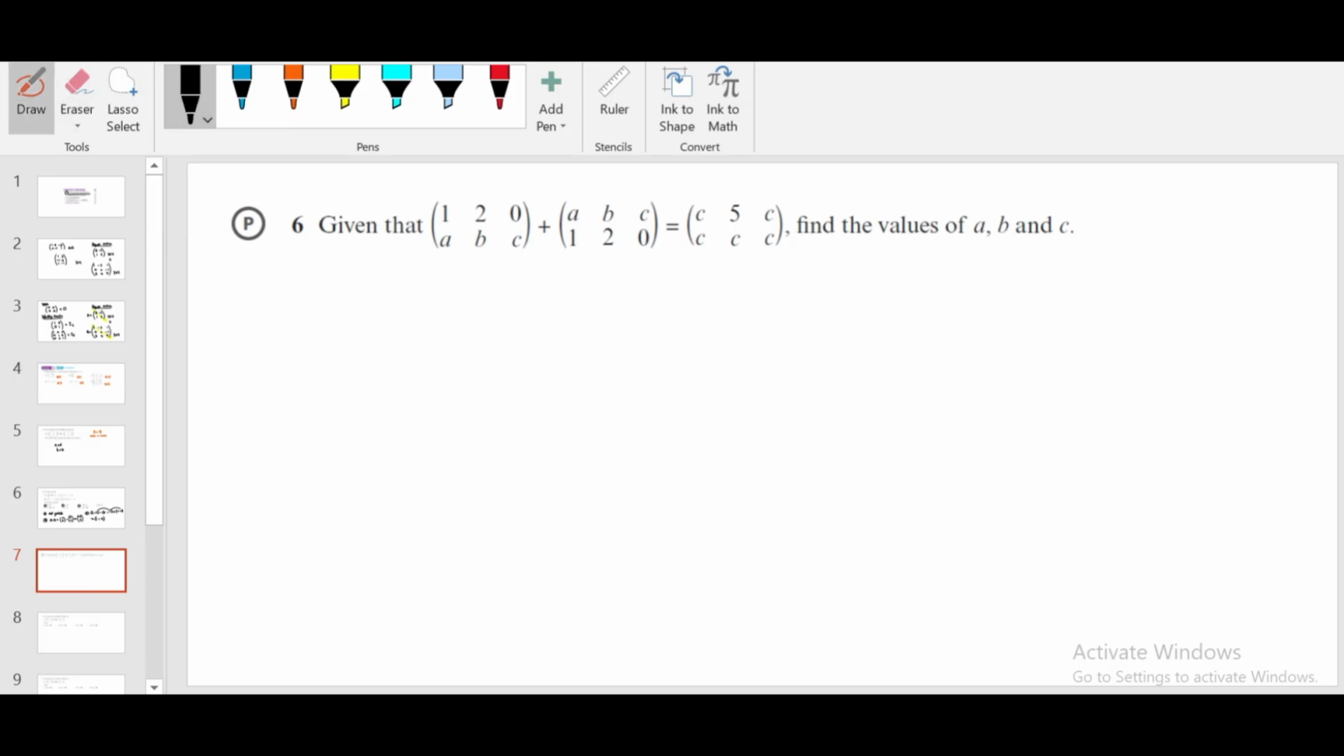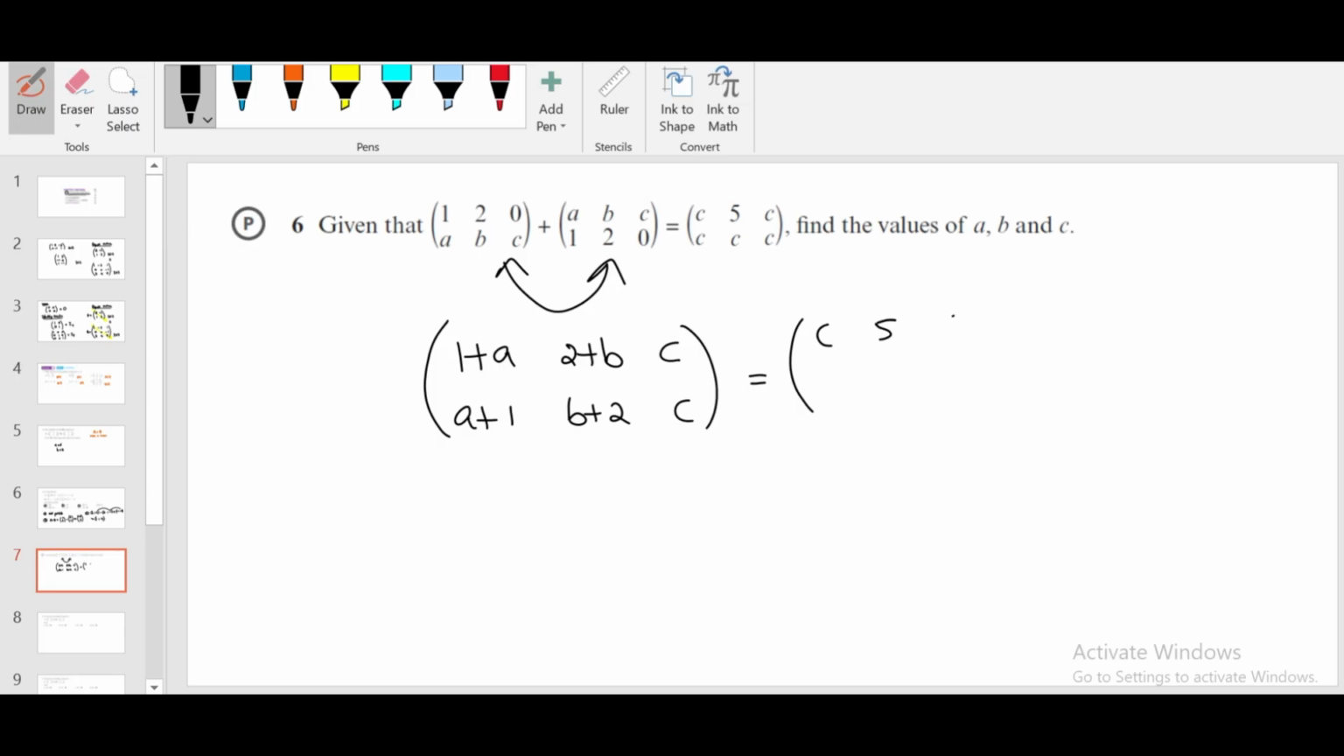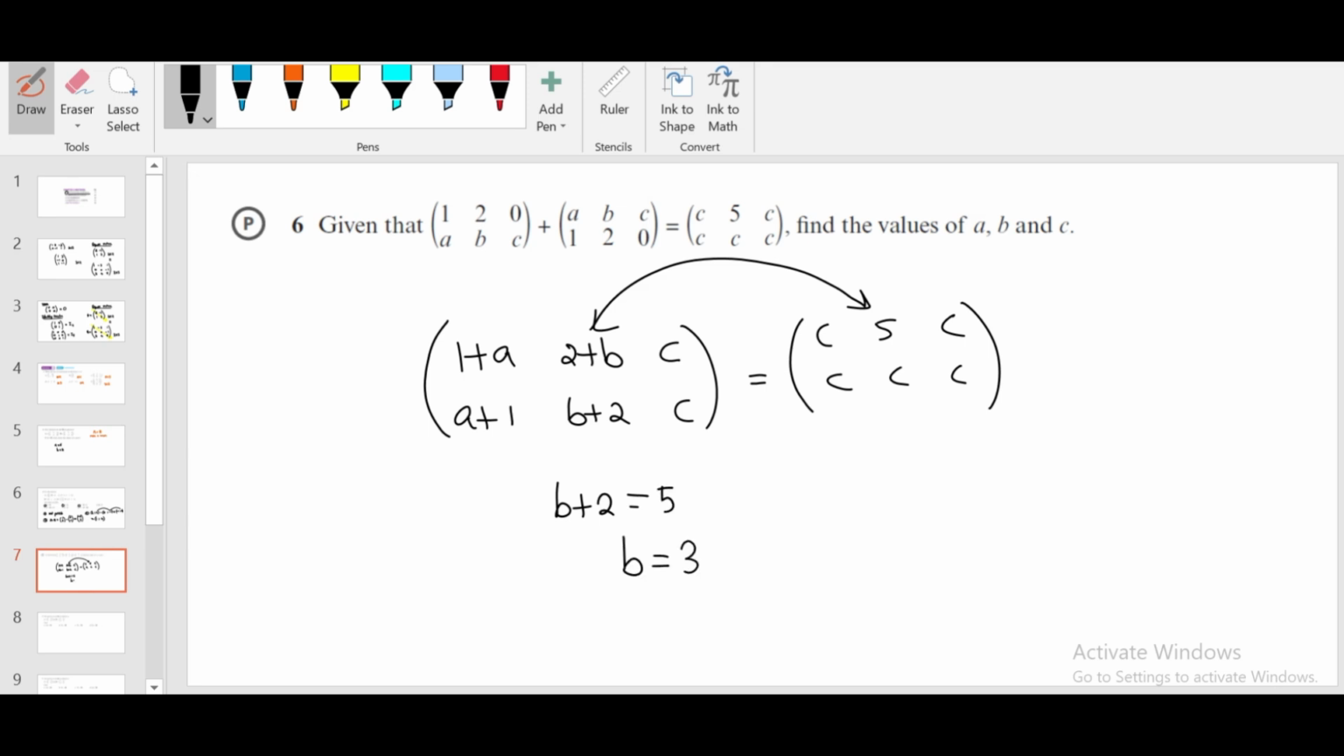Question number 6 now. Given that addition of 2 matrices is equal to this one, find the values of A, B, C. Add these 2 first. You will get 1 plus A, 2 plus B, C, A plus 1, B plus 2, C is equal to the matrix on the other side, C 5 C. Now if 2 matrices are equal, we know the corresponding elements will be equal, right? So I'm going to equate these 2 to find B. B plus 2 is equal to 5, B is equal to 3.